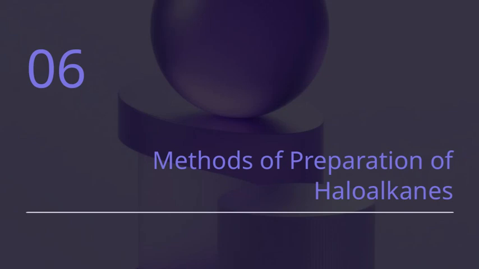Now, let's explore the methods of preparation of haloalkanes. This is a crucial part of understanding how these compounds are synthesized in the lab and in industrial processes. There are several key methods, each suitable for different starting materials and desired products. One common method involves the free radical halogenation of alkanes, where we use light to initiate the reaction and introduce a halogen atom into the molecule.